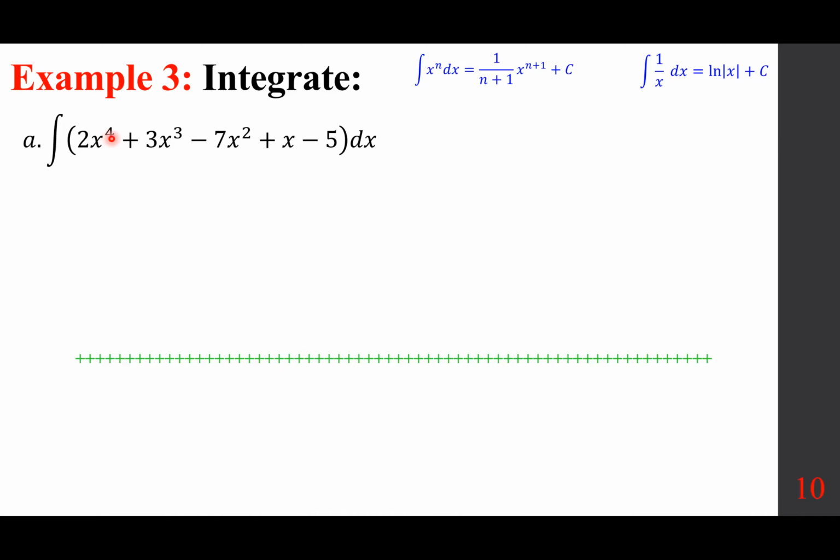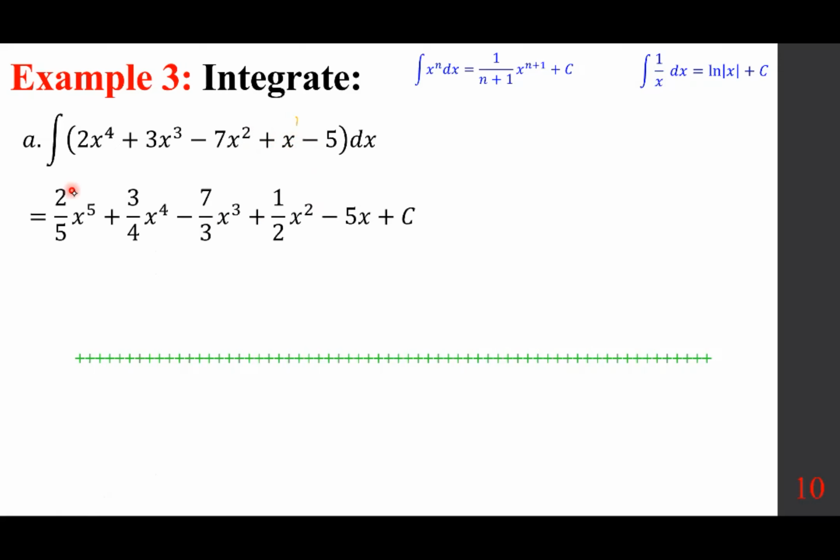The exponent is 4 here. You take it up, becomes 5. So 2 over 5 x to the power of 5. The exponent is 3. We take it up to 4. 3 over 4 x to the power of 4. 2, we take it up to 3, minus 7 thirds x cubed. Plus this one, I hope everybody can see it's x to the power of 1. So 1 over 2 x squared minus 5x and a constant.